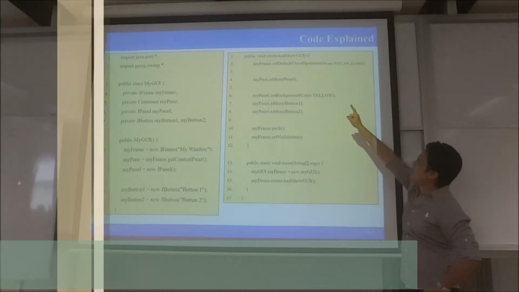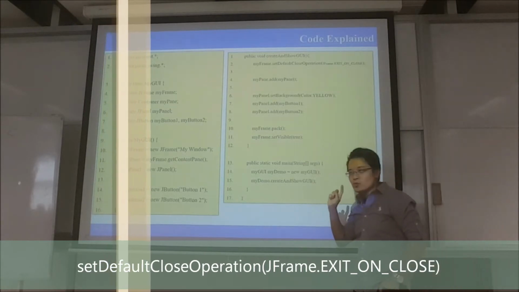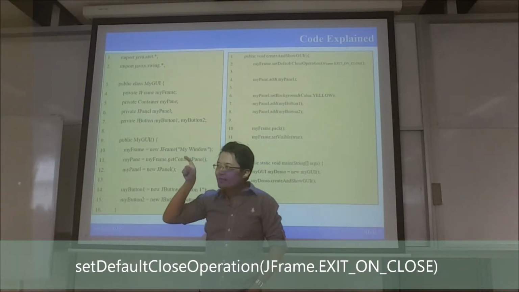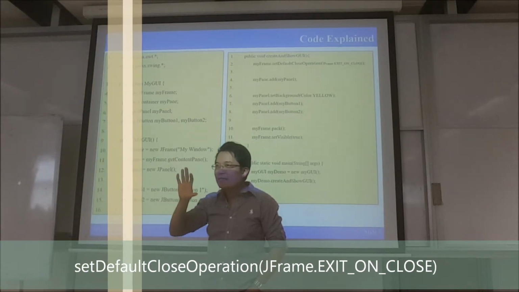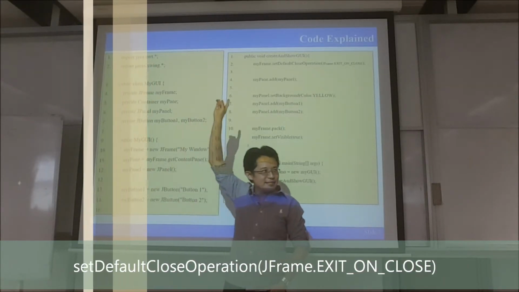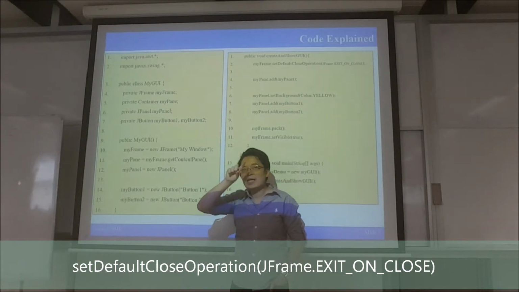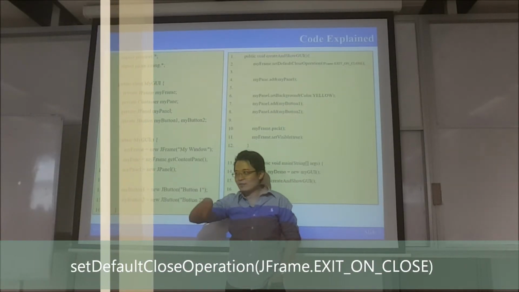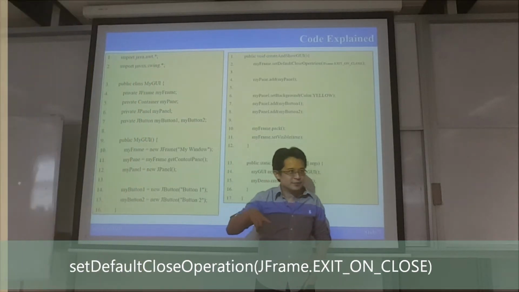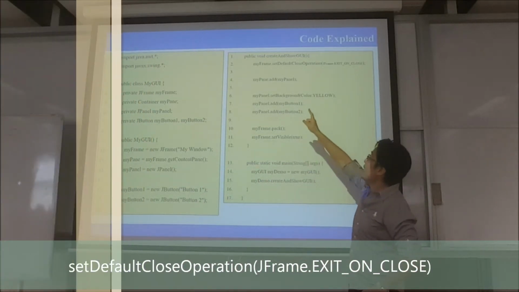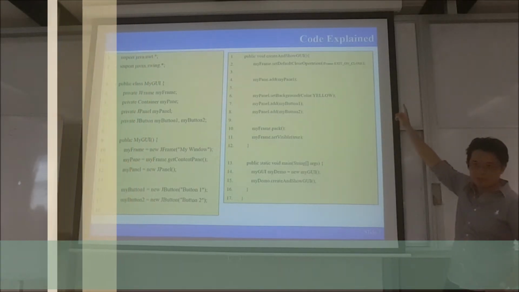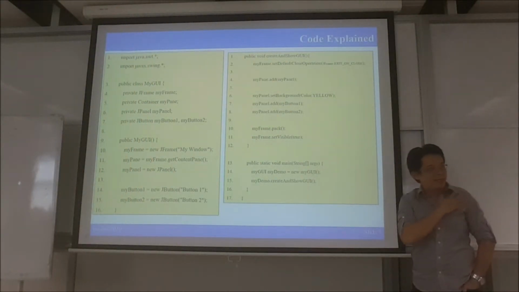Yeah? My frame set default close operation. Now, what does this do? If you don't do this line right, when you click the X, nothing will happen. But if you add this line in the code, when you click the X, it will terminate the window. It will terminate the frame, terminate the program. So remember that: set default close operation, JFrame, exit on close. So everything in the memory will be cleared.